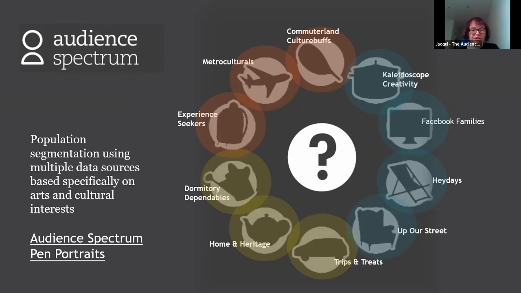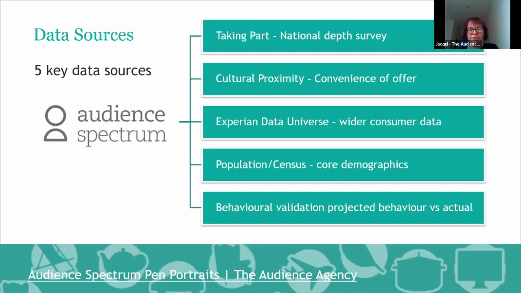so to understand how they've been developed. So these segment portraits are based on data from and about real people. It's not based on assumption or stereotyping in any way. And it brings in some large national data sets, including the Taking Part survey, which captures information about how people feel about arts and culture and the value they place on it, and how frequently they take part in various different activities.